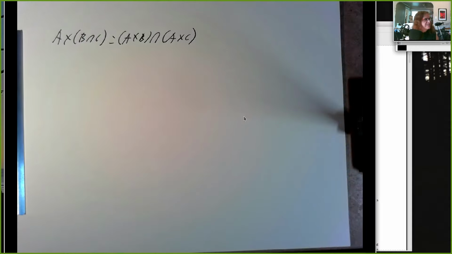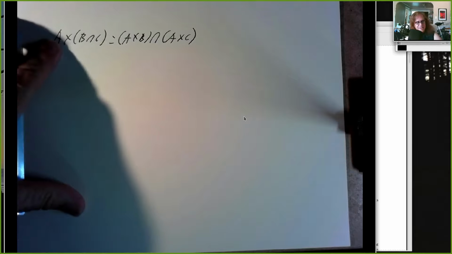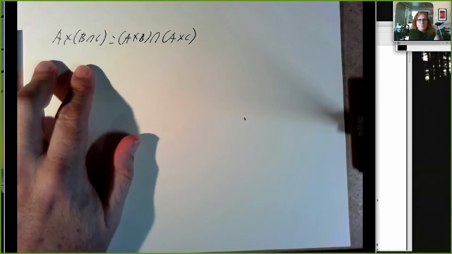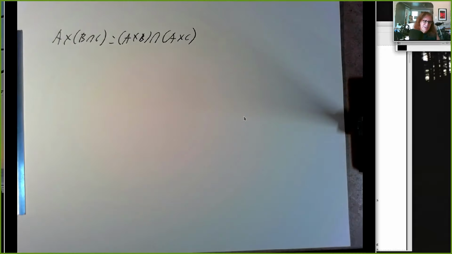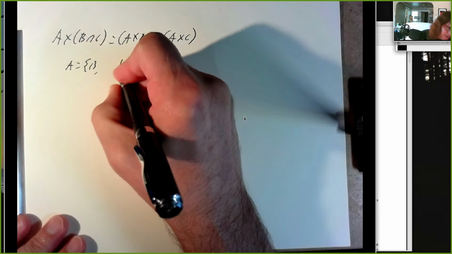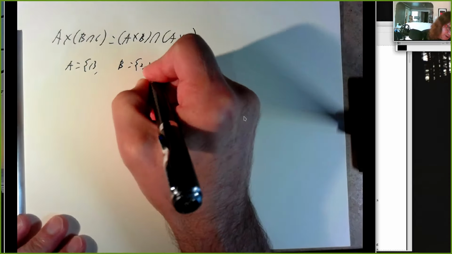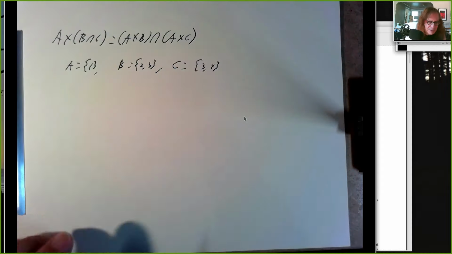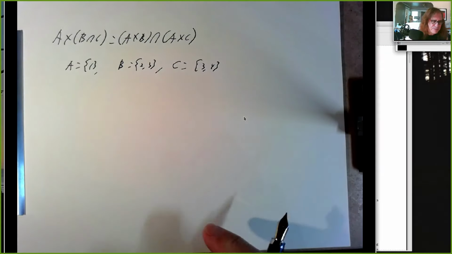All right, so I asked you in the write-up to pick interesting sets, but not too interesting, right? Cross products blow up with the size of the things you're taking the product of. So if I have 5 elements here and 4 elements here, I'm going to end up with 20 elements in my Cartesian product. I don't really want to do that. So I'm going to pick some simple sets. I'm going to set A equal to the set {1}, B equal to {2, 3}, and C equal to {3, 4}, because I don't want any of these cross products to get too big.